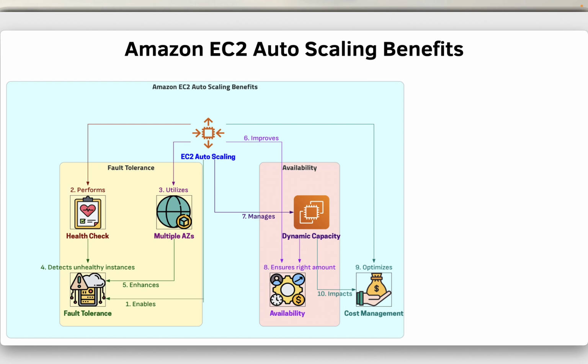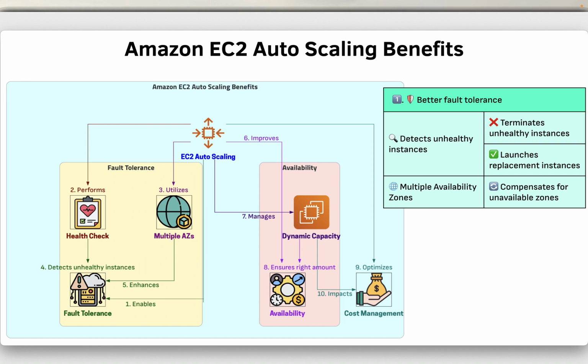Okay, EC2 auto scaling benefits. So better fault tolerance. Amazon EC2 auto scaling can detect when an instance is unhealthy, terminate it, and launch an instance to replace it. You can also configure Amazon EC2 auto scaling to use multiple availability zones. If one availability zone becomes unavailable, Amazon EC2 auto scaling can launch instances in another one to compensate.